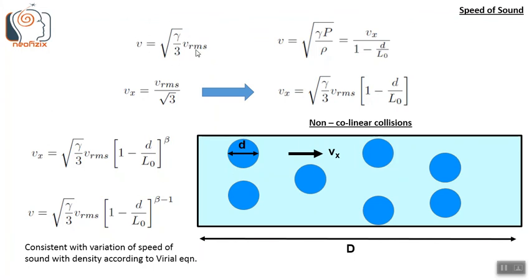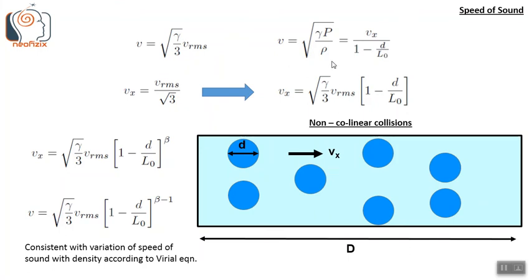So the speed of sound we can now write as V equals square root of gamma by 3 into VRMS, which is also equal to Laplace's formula, square root of gamma p by rho. And from the collision considerations, we get this Vx by 1 minus d by L naught. So in the normal case, we would have taken the typical x-axis velocity, the average velocity along any axis, as VRMS by root 3.